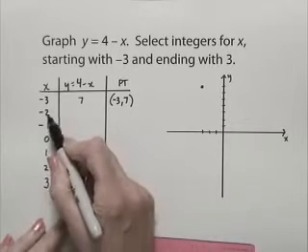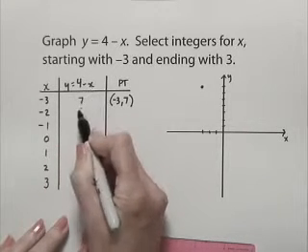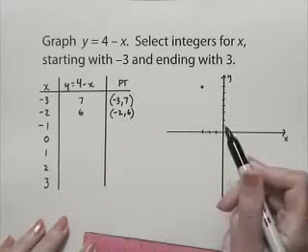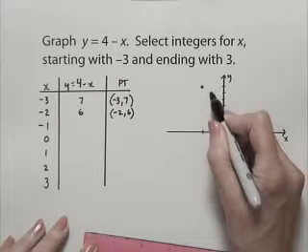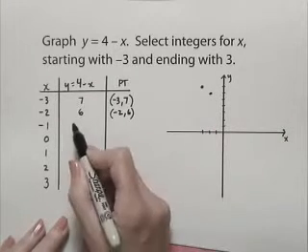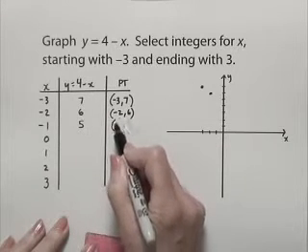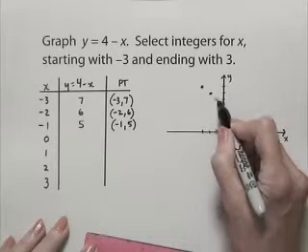Continuing with the table, we'll find our y value by taking 4 minus a -2, which gives us 6. Our point then is -2, 6. Let's place that on our chart. Next, we'll have 4 minus a -1, which is 5. Our point will be -1, 5.